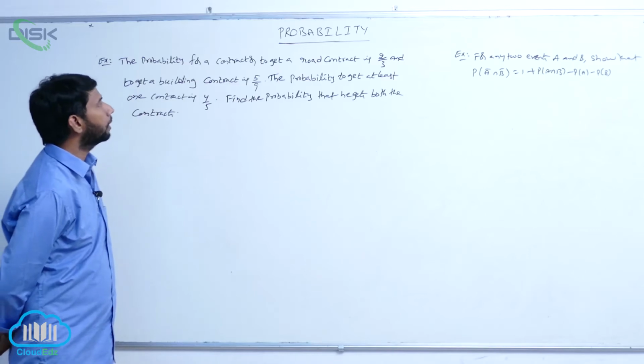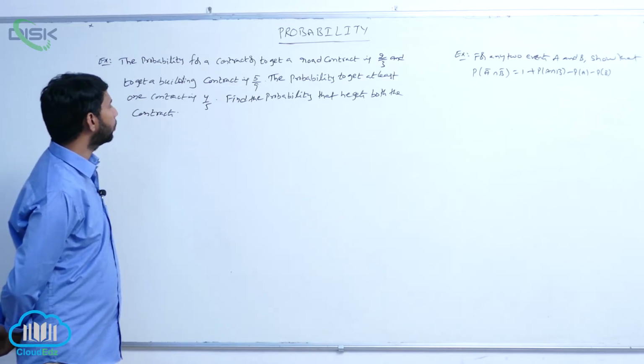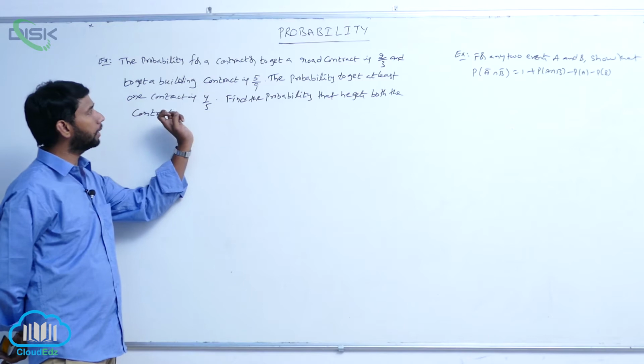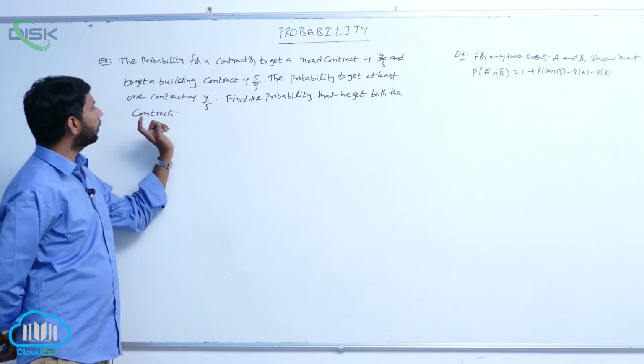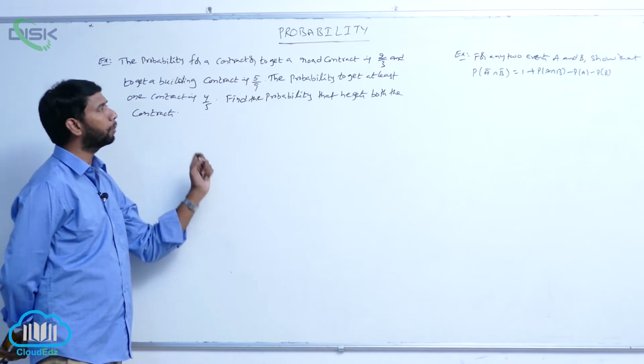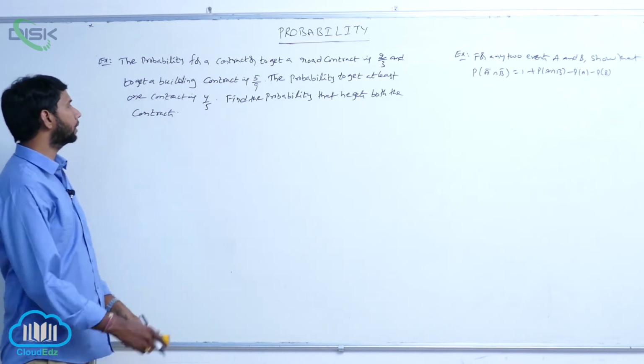The probability for a contractor to get a road contract is 2/3 and to get a building contract is 5/9. The probability to get at least one of the contracts is 4/5. Find the probability that he gets both the contracts.